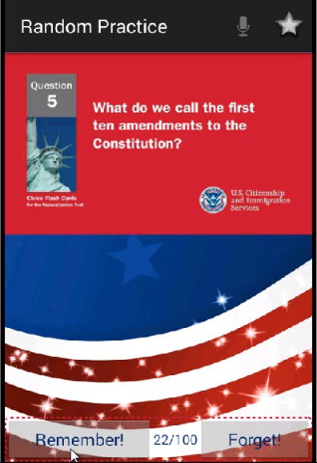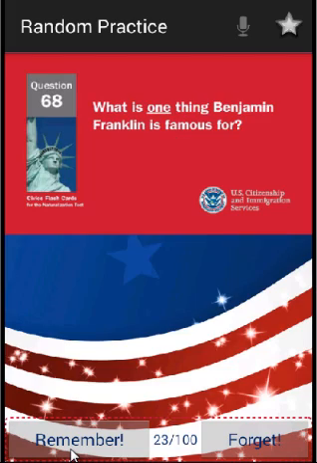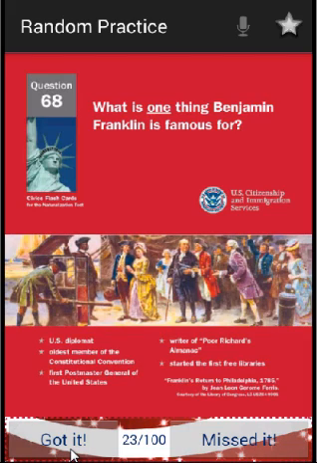What do we call the first 10 amendments to the Constitution? The Bill of Rights. What is one thing Benjamin Franklin is famous for? U.S. diplomat. Oldest member of the Constitutional Convention. First Postmaster General of the United States. Writer of Poor Richard's Almanac. Started the first free libraries.